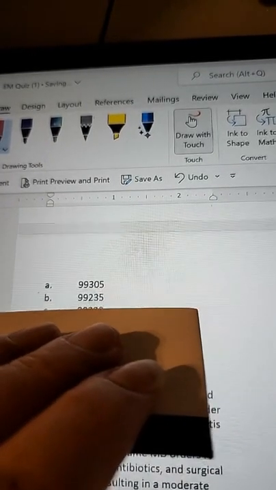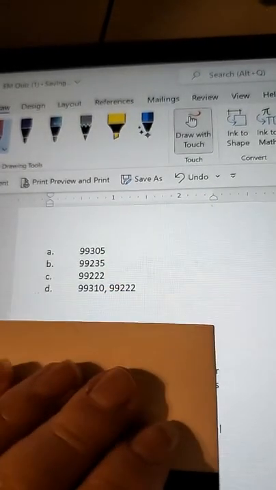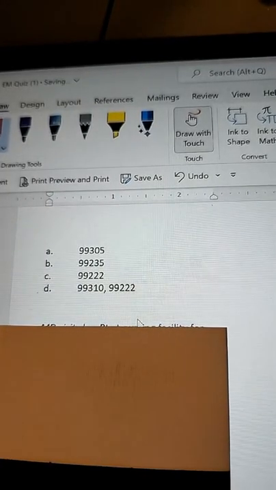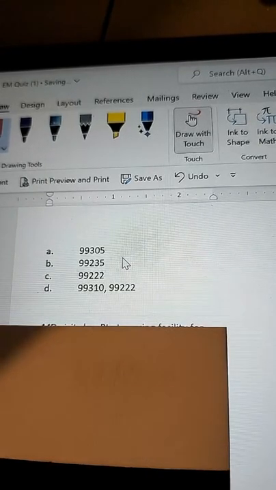All right. This is a good one. So what is our 305 code?